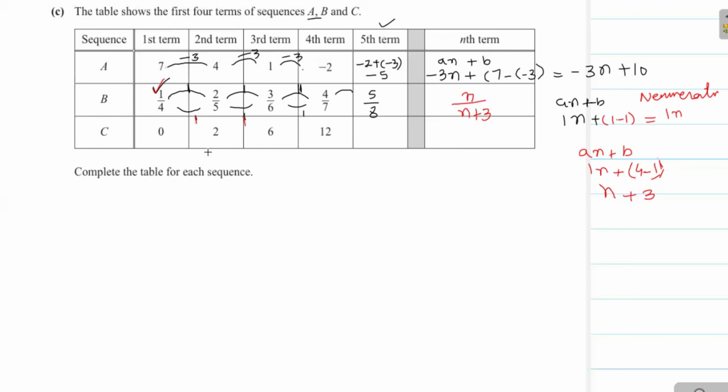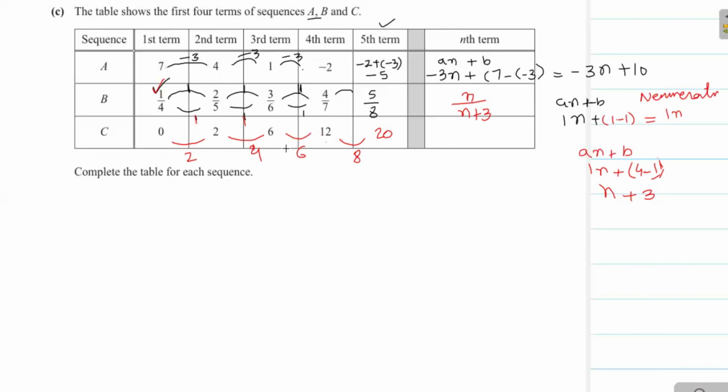Part C, sequence C. Firstly, we calculate the fifth term. The difference between the first two values is 2. The next two values, the difference is 4. And the difference between the fourth and third term is 6. Look here, it increases by 2 in each difference. Therefore, the next difference will be 8. And therefore, the fifth term will be 20, because when we add 12 plus 8 is 20. When we take the difference, it becomes 8.